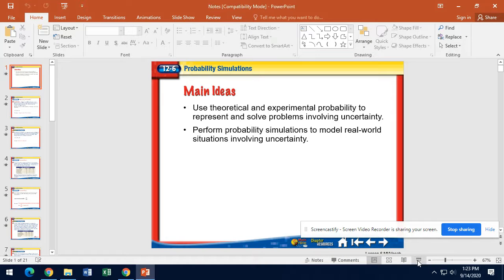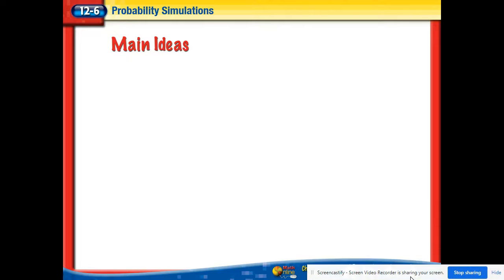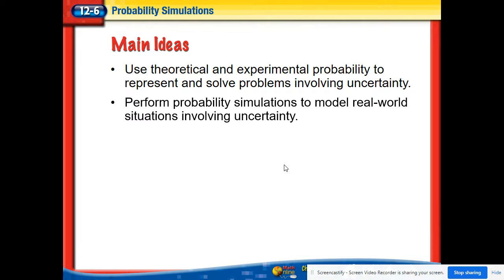All right, today we're talking about some probability simulations. Now, this is a little bit different from our probability distributions, but we're going to be talking a lot today about the difference between theoretical and experimental probability. Theoretical is what should happen.